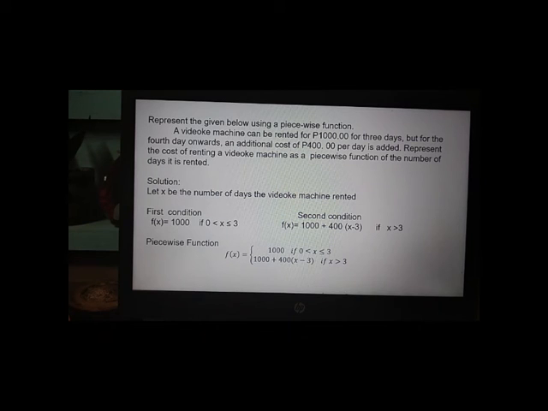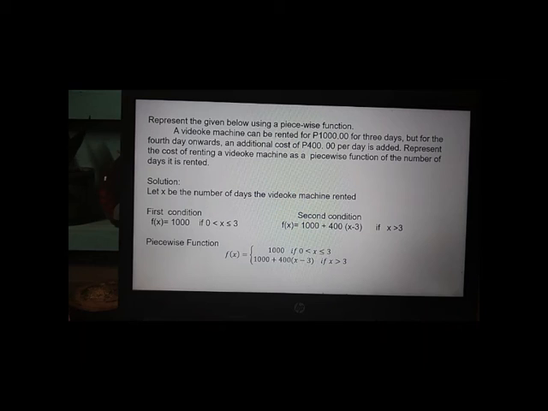Writing this into a piecewise function, you will have f of x is equal to 1,000 if x is greater than 0 but less than or equal to 3. And the other formula is 1,000 plus 400 times x minus 3 if x is greater than 3.